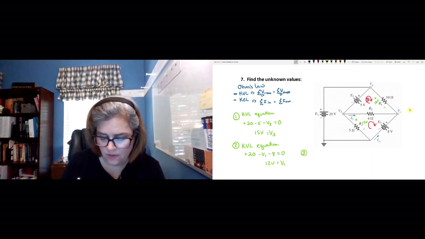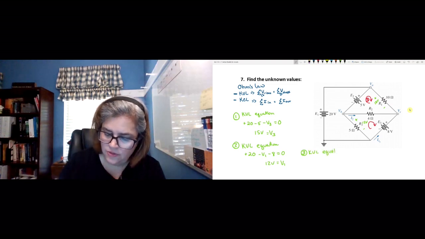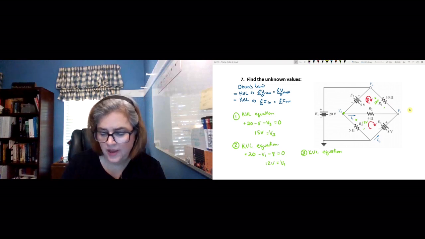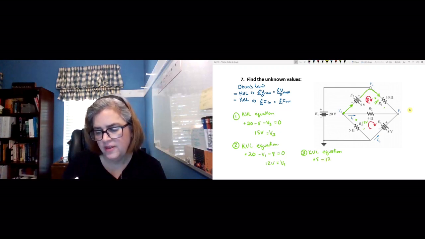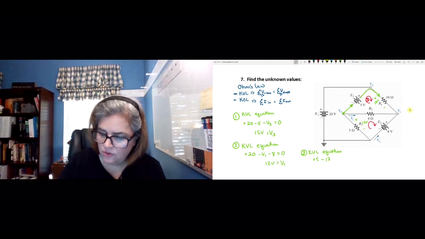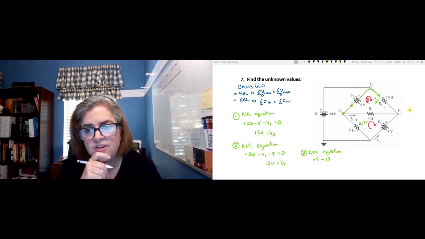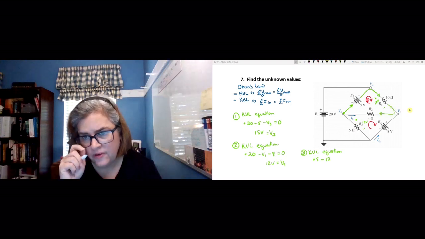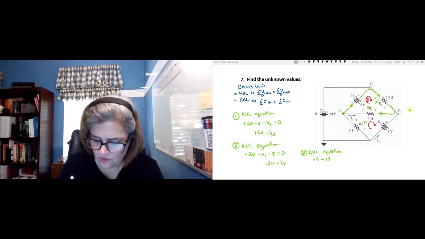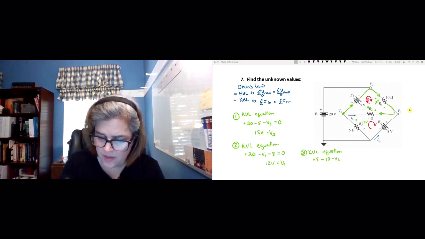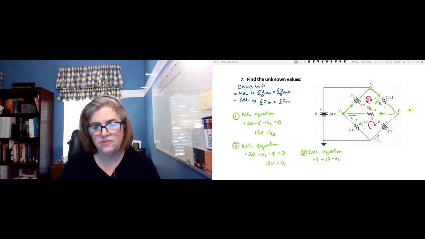So my third KVL equation. I'm just going to start here, travel around this way. That's a plus 5. Here is a minus 12, okay, because it's going in that clockwise direction. That's a drop. Continue along this loop here. Again, I don't know what direction that the voltage drop across R2 is going to be. Let's just assume it goes this way. So let's assume it's a voltage drop. Then I get back to where I started, so I set the whole thing equal to 0.